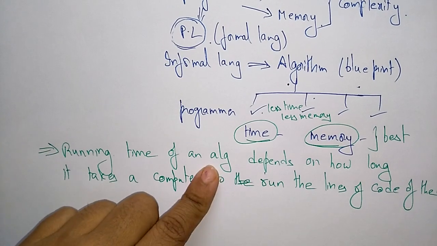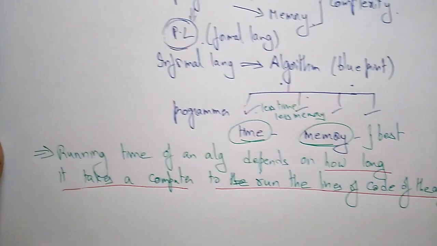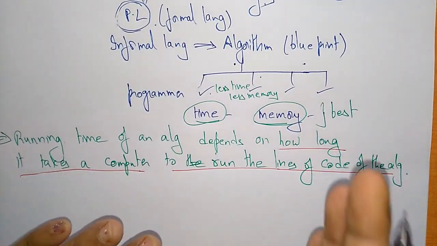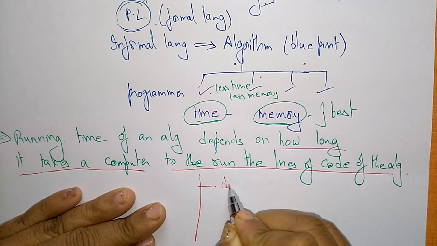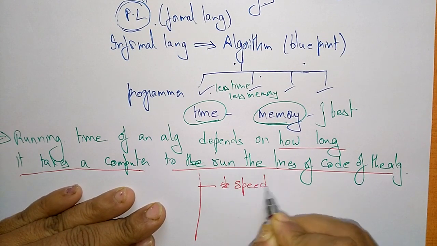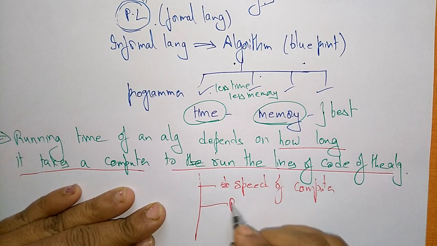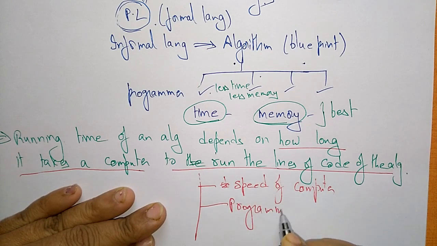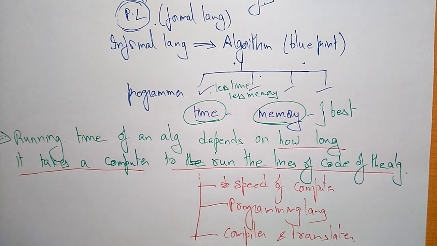So the running time of an algorithm depends on how long it takes a computer to run the lines of code of the algorithm. These lines of code depend upon the speed of the computer, the programming language, and the compiler and translator that we are using for that programming language. All these points have to be considered while implementing an algorithm.